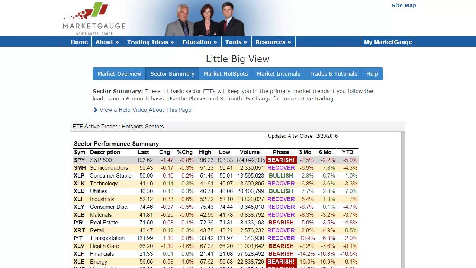Okay, so how can you be bullish in an environment where the market is actually negative? When I say the market's negative, I'm referring to the phase. The phase in the SPYs right now is bearish. We're in a bearish phase, and I'll show you that on a chart in just 1 second. Actually, I should back up for just 1 second. I got here by going to resources and Little Big View and then sector summary. You can also get here just by going to marketgauge.com/sectors.